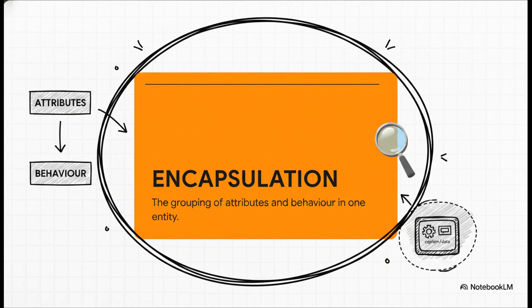All this means is that we bundle the data, the attributes, and the actions that work on that data, the behavior, all together into one neat, self-contained package. That package is the object. Your button object knows its own caption, and it knows what to do when it's clicked. It's all in one place.